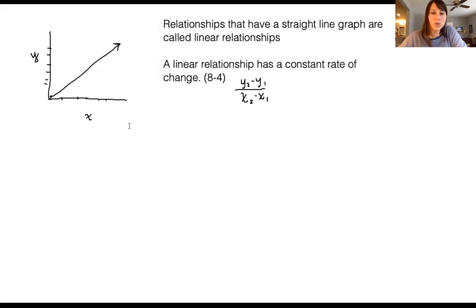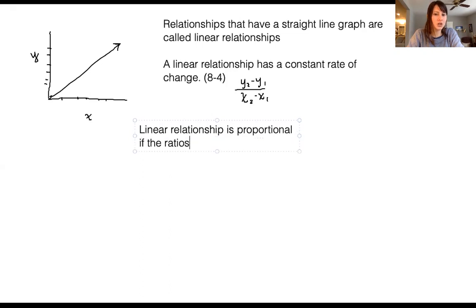And so what we're going to look at today is deciding if a linear relationship is a proportional relationship. So a linear relationship is proportional if the ratios of y and x are always equal. So we'll talk about this.